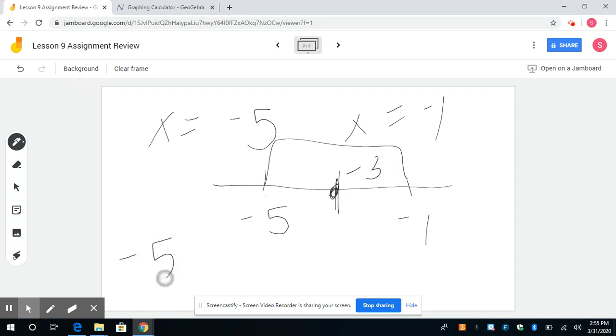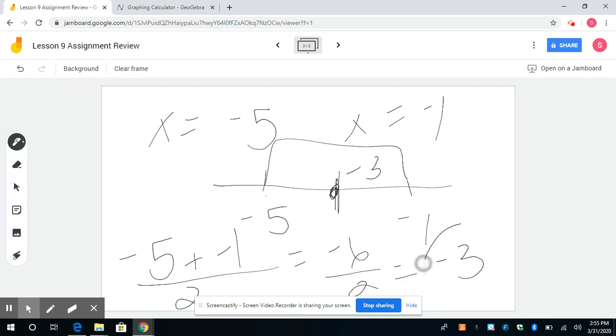Or you could have used the midpoint formula, or found the average, right? So -5 plus -1, divided by 2, would get you the same thing, -3. So this is our value of x. This is my axis of symmetry, which I just showed you. But this is how you would do it by hand. So this was the axis of symmetry work.